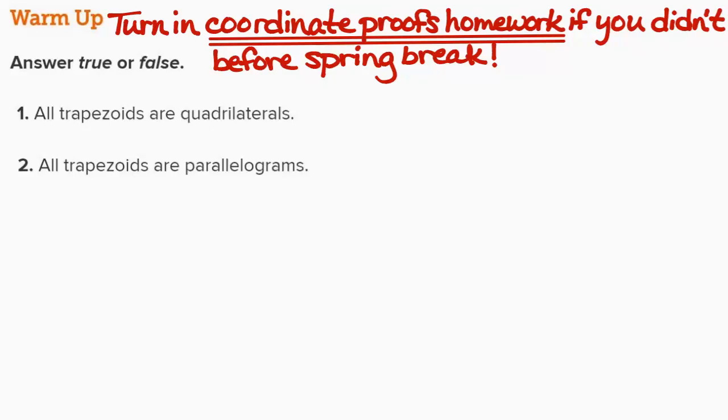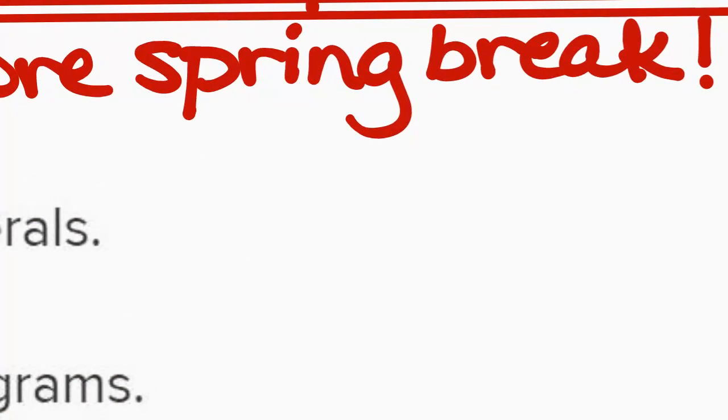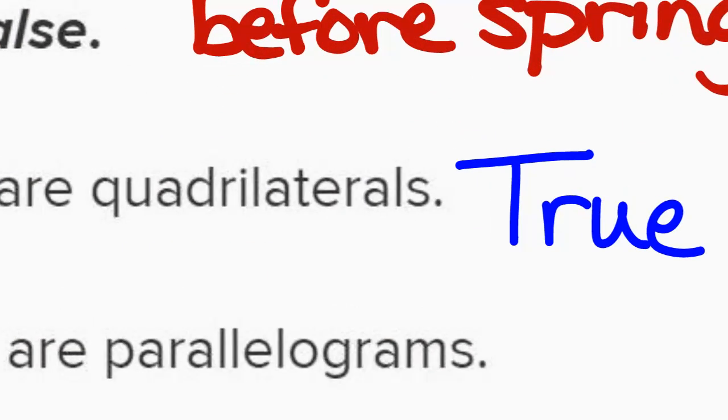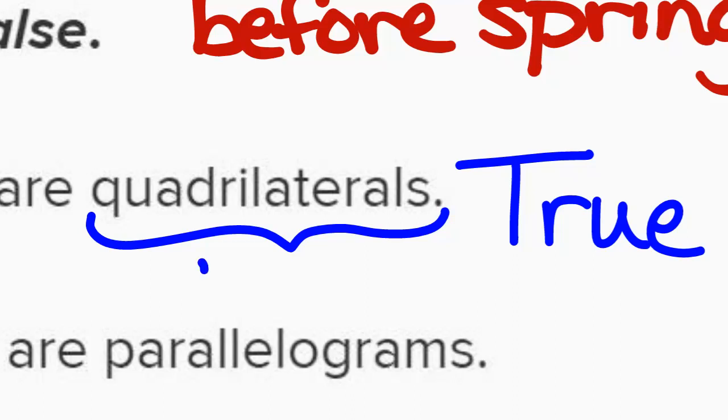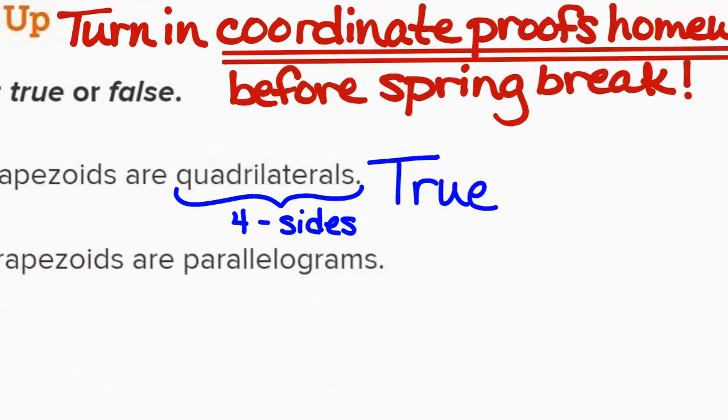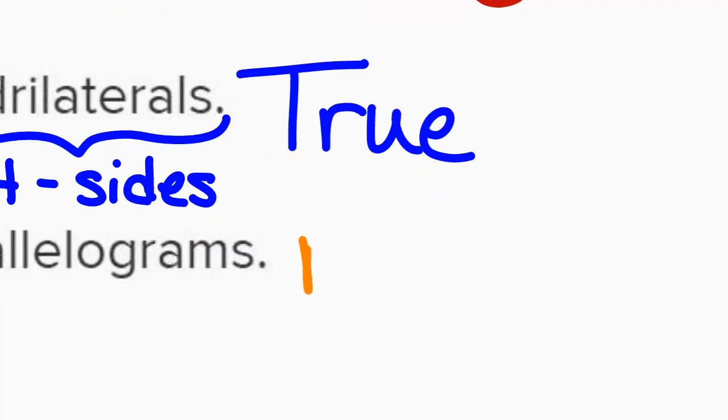All right, so what do you guys think? All trapezoids are quadrilaterals, true or false? True. Quadrilateral means that it has 4 sides, and all quadrilaterals have to have 4 sides. What about all trapezoids are parallelograms? That is false.